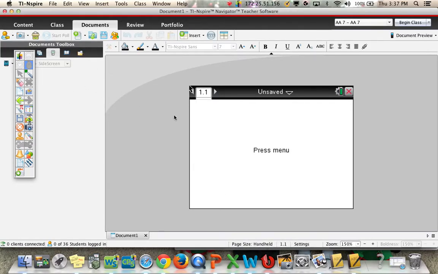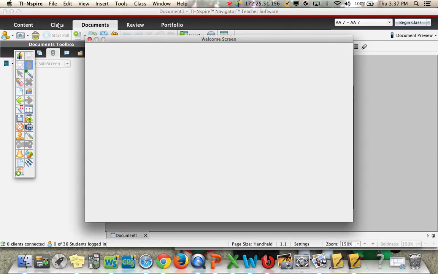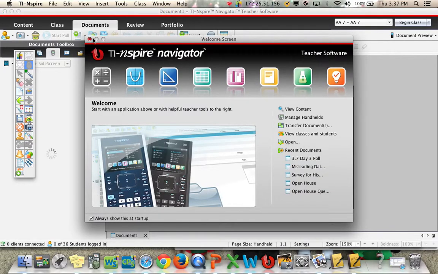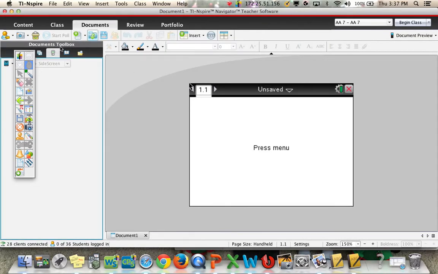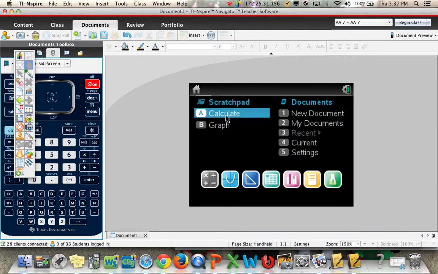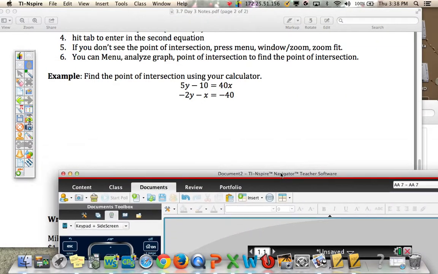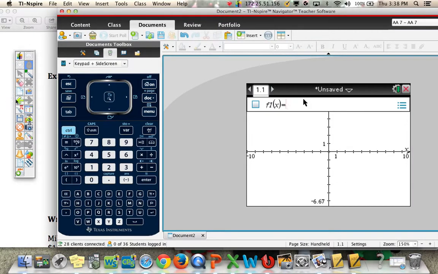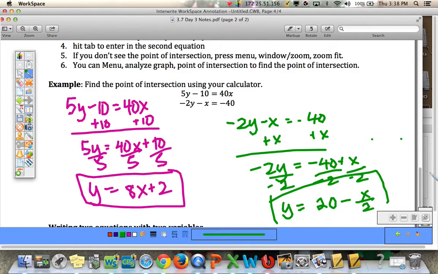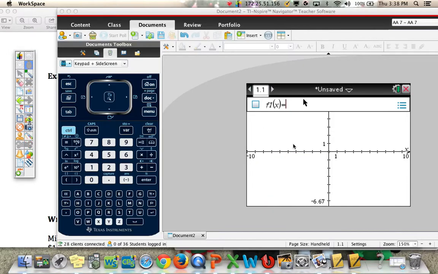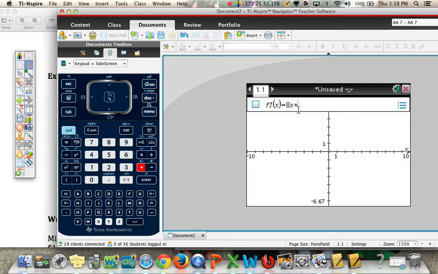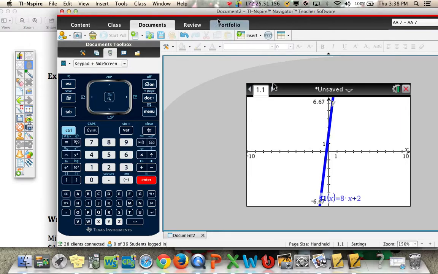Okay, so let me open up, oops. Okay. So we're going to open up a new graphs page, add a graph. The first one was, oops, I minimized it. 8x plus 2. I enter, graph that.